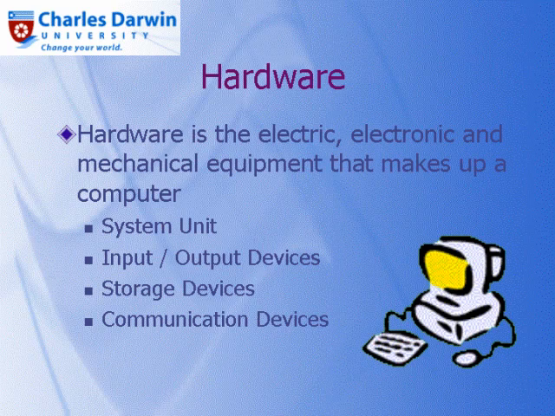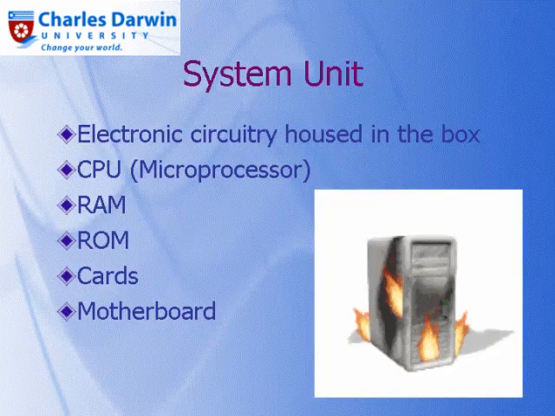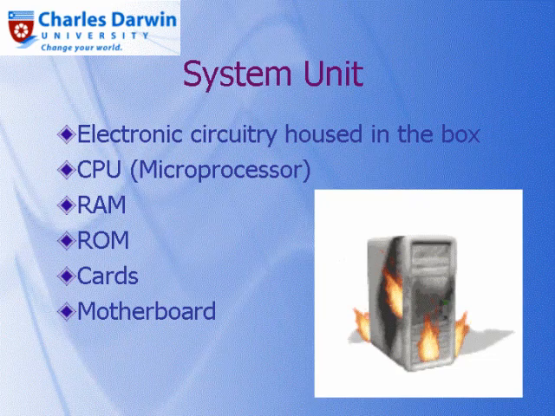So hardware, something you can touch, is the electronic, mechanical equipment that makes up the computer: system unit, input and output devices, storage unit devices and communication devices. The system unit is what's inside the box. So it's the electronic circuitry, the CPU, the RAM, the ROM, the card and the mouse.